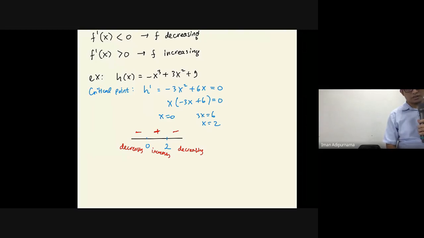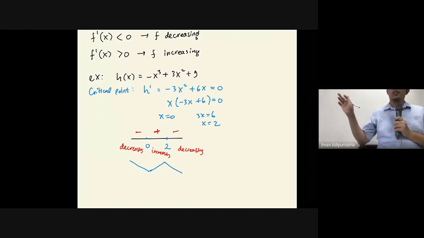Sometimes you are writing this going down, going up, going down. It's not necessary to draw this, but at least the signs are important. The signs are important.